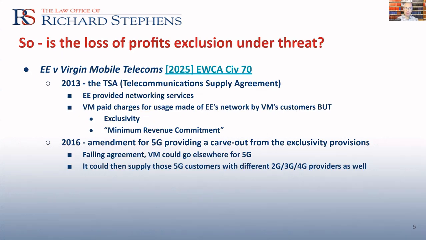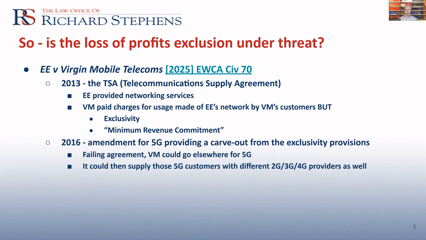EE and Virgin Mobile Telecoms. EE, one of the big four network operators in the UK, and they provided networking services to Virgin Mobile. Virgin Mobile paid EE charges based on the usage made of EE's network by Virgin Mobile's customers.